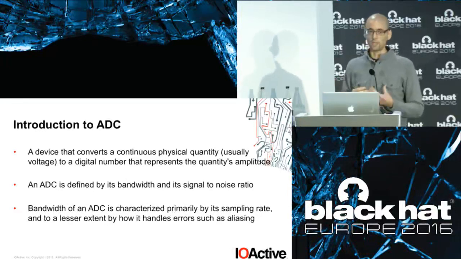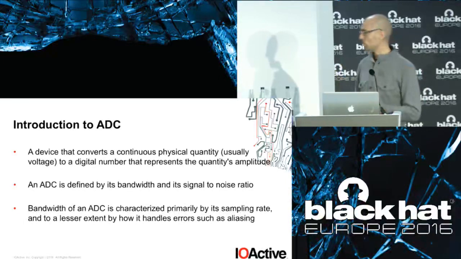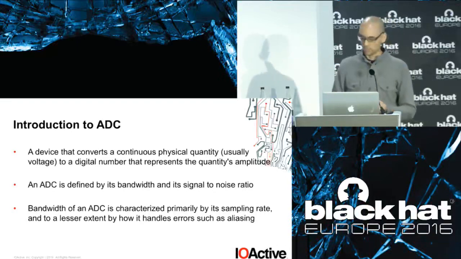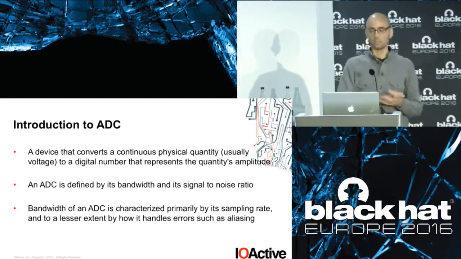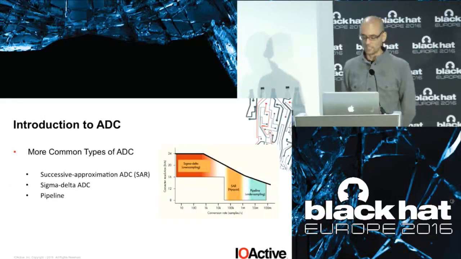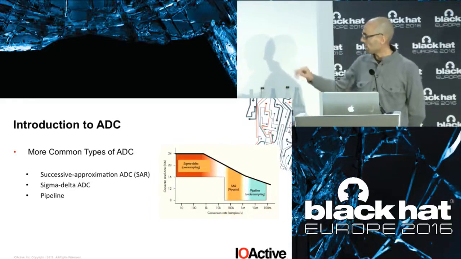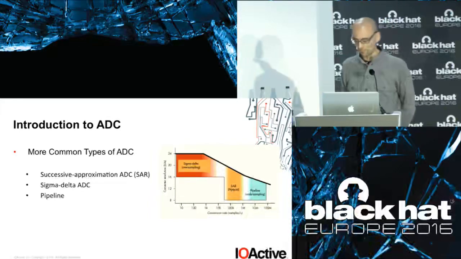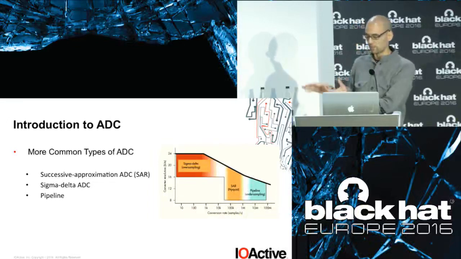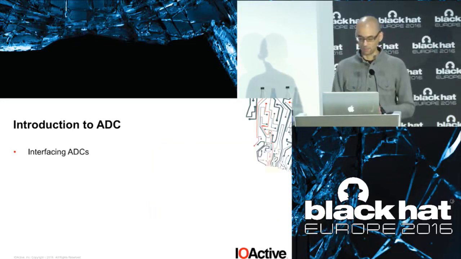These usually are characterized by different things. For example, the bandwidth is how much frequency they can actually read. The signal to noise ratio is also important. Also the sampling rate, and all these things are parameters that someone has to choose when they're working with them. There are different types of ADCs. These are the more common ones: the SAR, the sigma delta, the pipeline. They are grouped by the conversion rates that they usually work at. So just a simple thing.